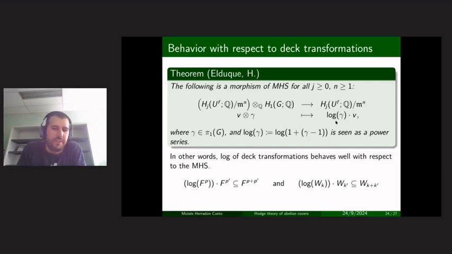So this logarithm is a bit strange, but this is the best thing you would expect. So this should also give you some tools to compute stuff about the Hodge structure, because if you know some of these numbers and you know the action, you can get the numbers for other elements.